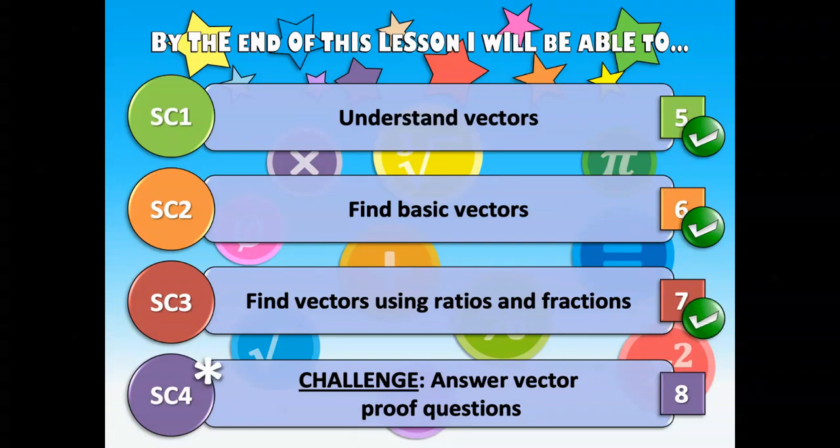And now we've completed success criteria 3. So now we're going to move on to number 4, and this is to answer vector proof questions.